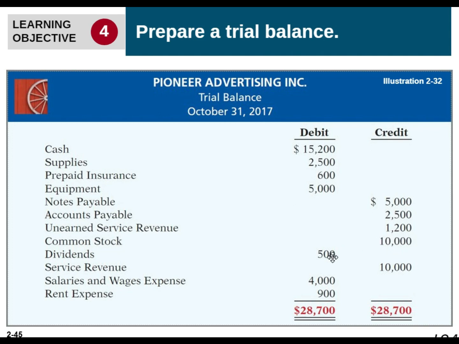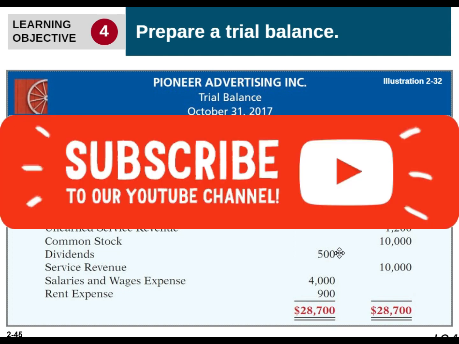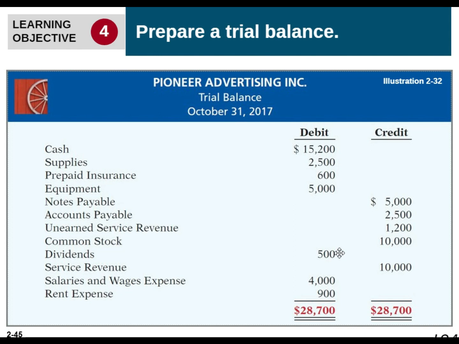Dividends is a different story. Remember, it goes under equity, but it goes the opposite. So it should have a normal debit balance. In this case, Pioneer Advertising issued dividends, so dividends increased by 500. Remember, this is the vanilla trial balance, before any adjusting entries, before any closing entries.